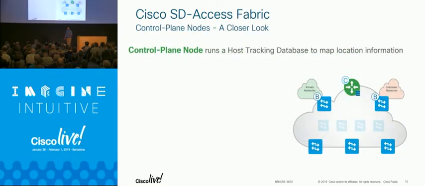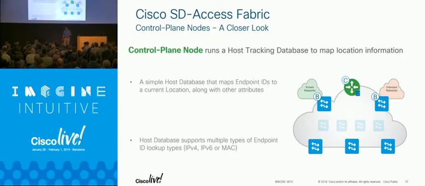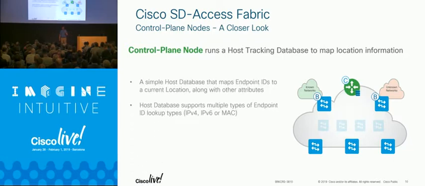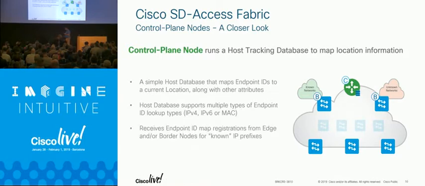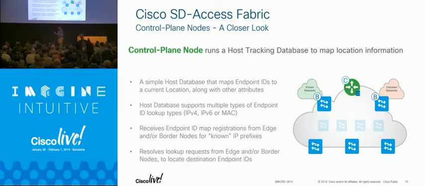So let's take a look at what is a control plane node. A control plane node in SDA is the entire brain of the system. It registers all the endpoints in the fabric. It is responsible to ensure that endpoint 1 and endpoint 2 can communicate in the fabric. So that's my control plane node.